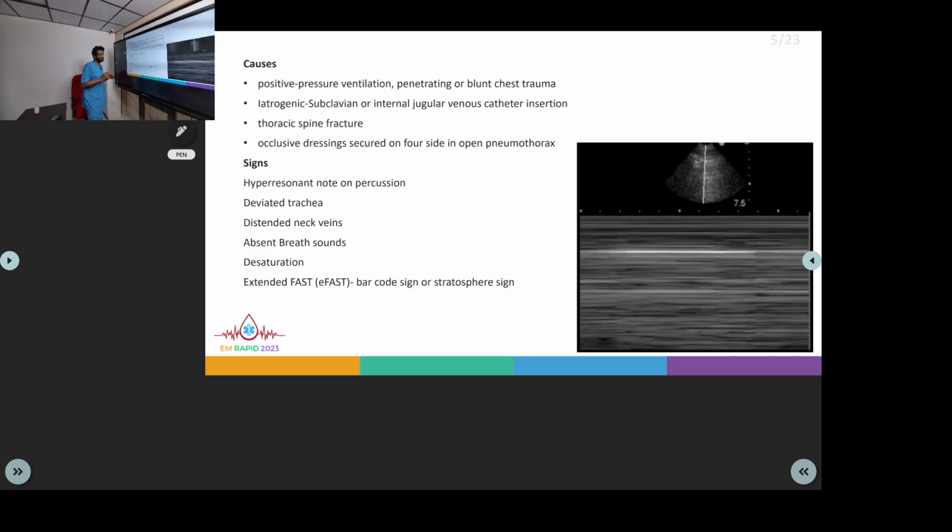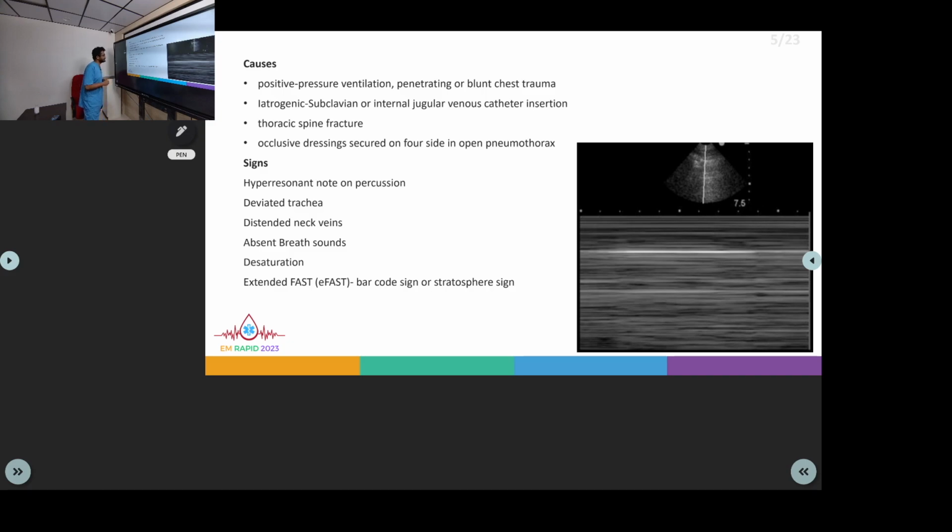The causes are usually a chest injury, penetrating or blunt chest trauma, or positive pressure ventilation, which can cause rupture of a bulla. It can also be due to iatrogenic causes, like subclavian or internal jugular vein catheter insertion, or it can be caused by a thoracic spine fracture. Very rarely, in cases of open pneumothorax, if we close the wound on all four sides, it can bring about a tension pneumothorax.